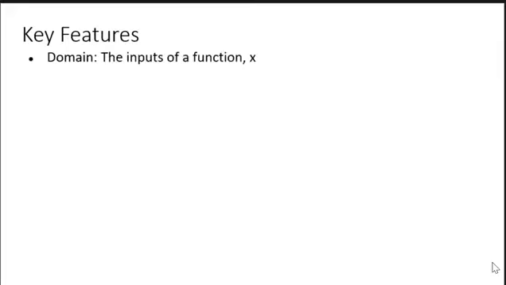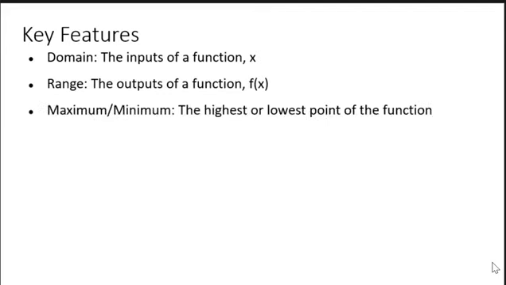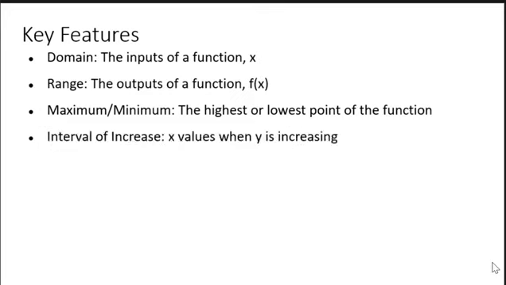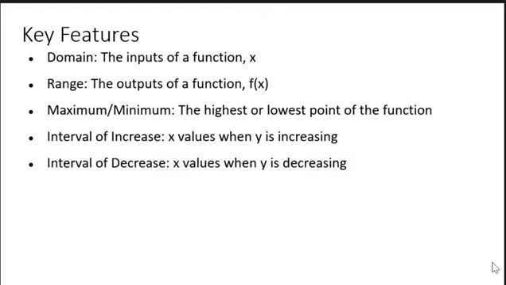In this unit and task, you are also asked to find key features of a function. The domain of a function lists any possible inputs to the function. In a quadratic function, these are the x values. The range lists the outputs of the function. The minimum or maximum point of the function is the ordered pair that lists the highest or lowest point of the function. Quadratic functions have either a maximum or a minimum. The interval of increase are the x values where the function, or outputs of the function, are increasing. And the interval of decrease are the x values where the function is decreasing.